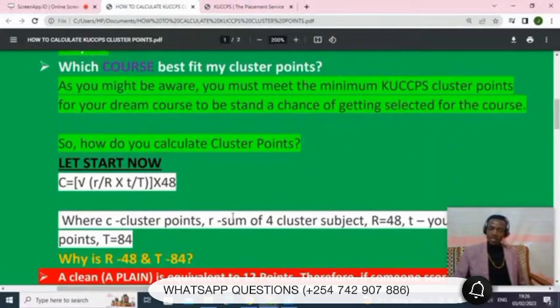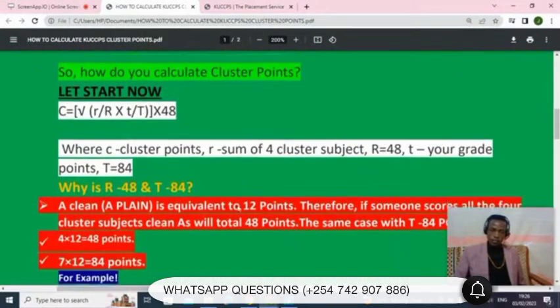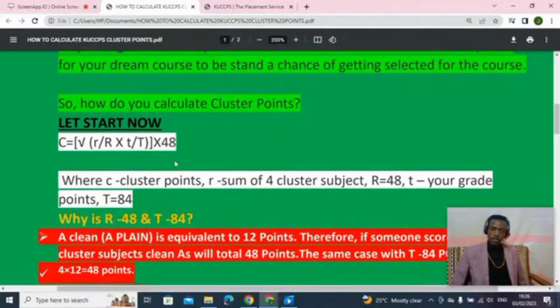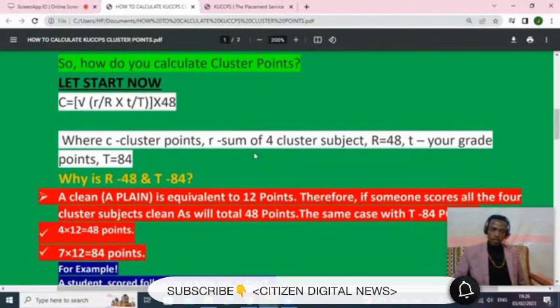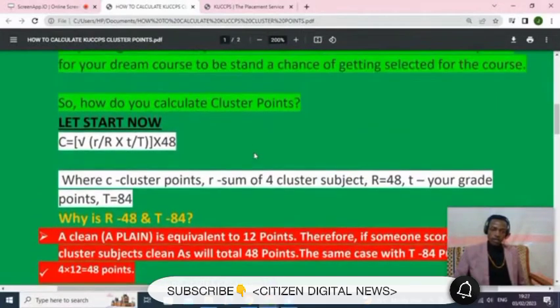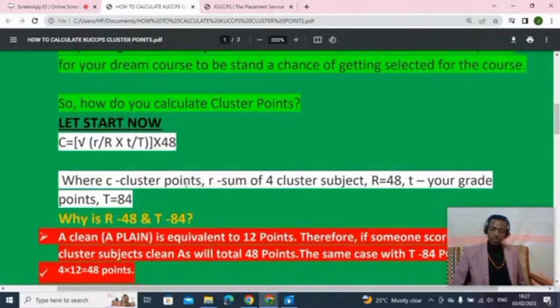So how do we calculate cluster points? Let's start now. First of all, we have a formula, which is C is equal to open bracket, square root, small r over capital R multiplied by small t over capital T, close bracket, then multiplied by 48. Where C is the cluster point, r is the sum of the four cluster subjects. In the course of this lesson, I will explain the meaning of cluster subjects.